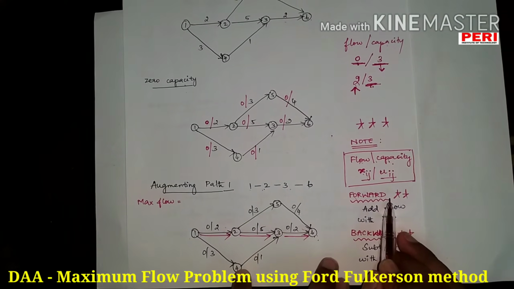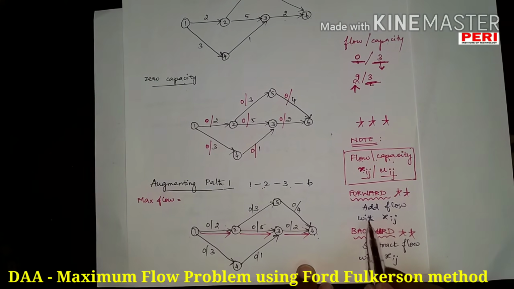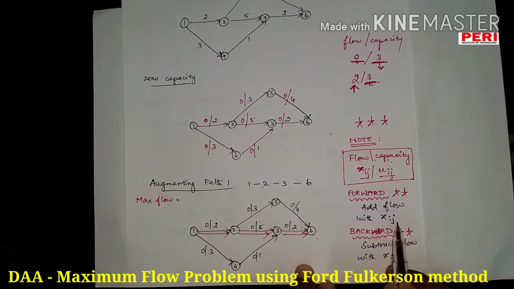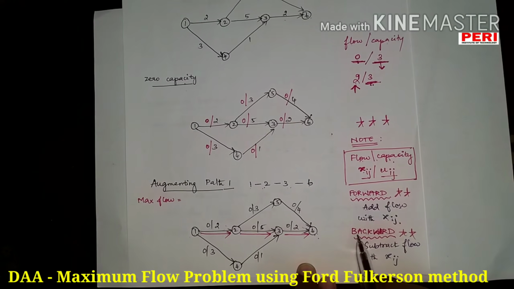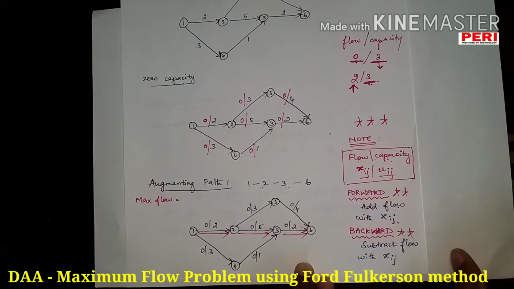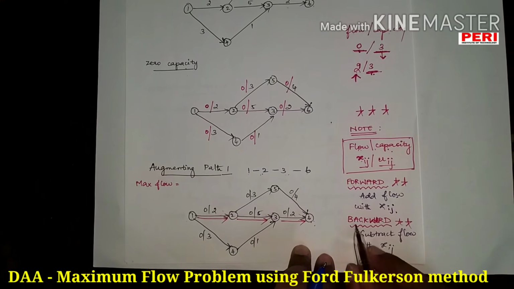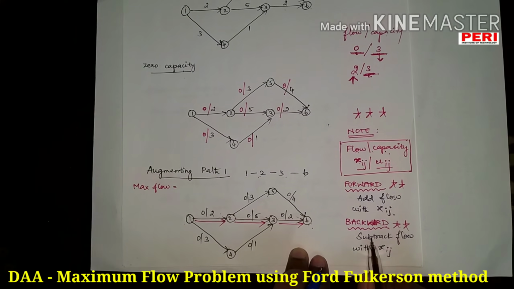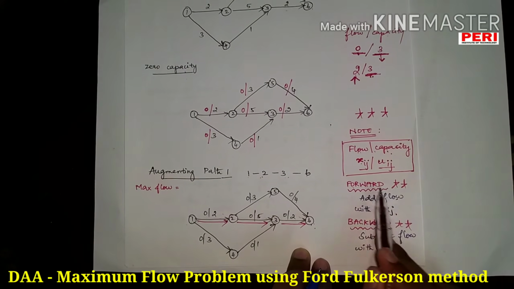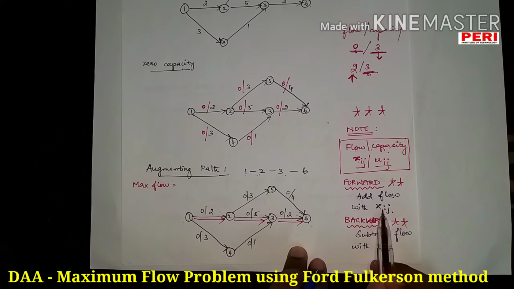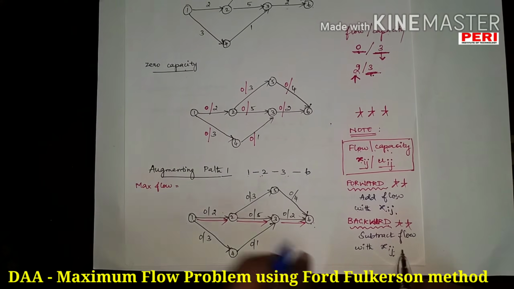So if there is a forward flow, what you're going to do is add the flow with the Xij value. If you find any backward flow, you'll be solving it in a future problem. I'll let you know there, but just make a note of it. If there is a backward flow, then we have to subtract the flow with Xij. If it is a forward flow, we add the value with the Xij. If it is a backward flow, we subtract the value with the Xij.